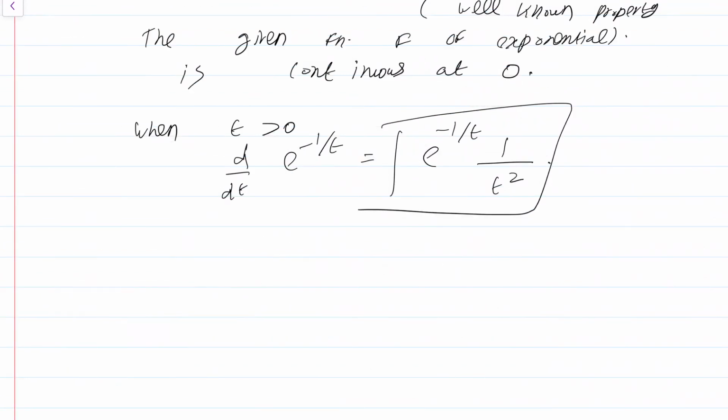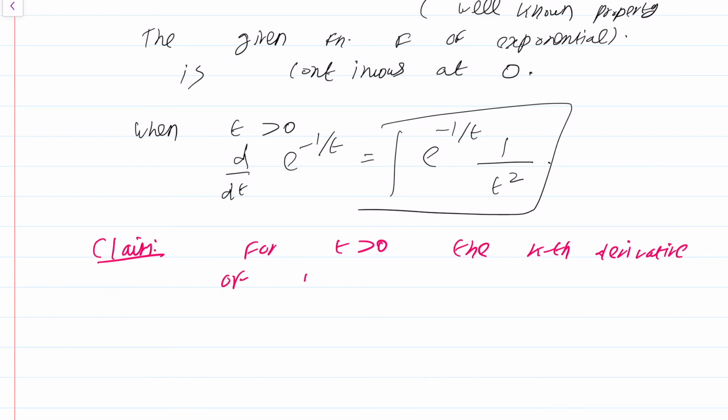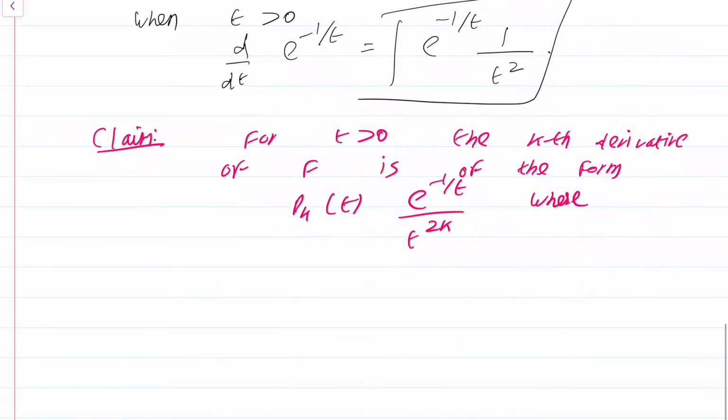Okay, we now have the following claim. For t greater than 0, the kth derivative of f is of the form pk of t times e power minus 1 by t by t power 2k, where pk of t is some polynomial. We have already dealt with the base case. That's what d by dt of e power minus 1 by t equal to e power minus 1 by t into 1 by t squared is essentially saying. What I am saying now is that this is true for all derivatives.